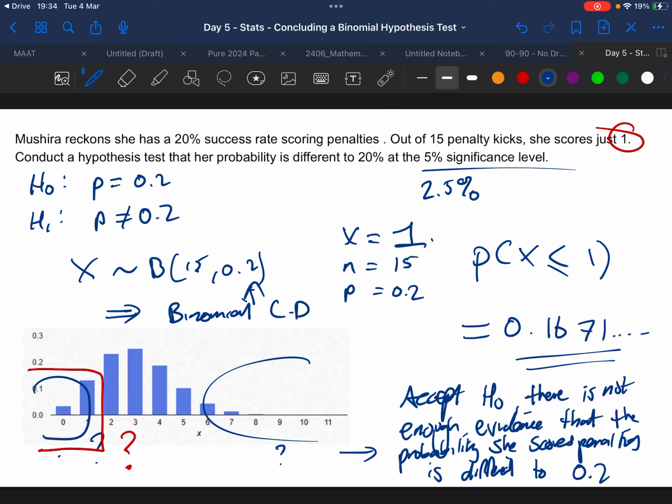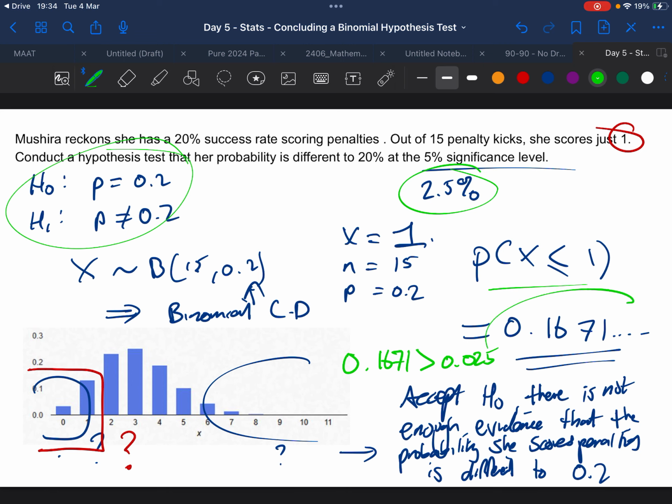Really what I should do as well while I'm here is compare that to the significance level. So let's make sure we do that as well. This is much bigger than 0.025. Okay, there we go. So I've got my hypotheses. I've got some evidence that I'm using the model. I'm making the right conclusion and I'm putting it in context. These are all the elements that you need.